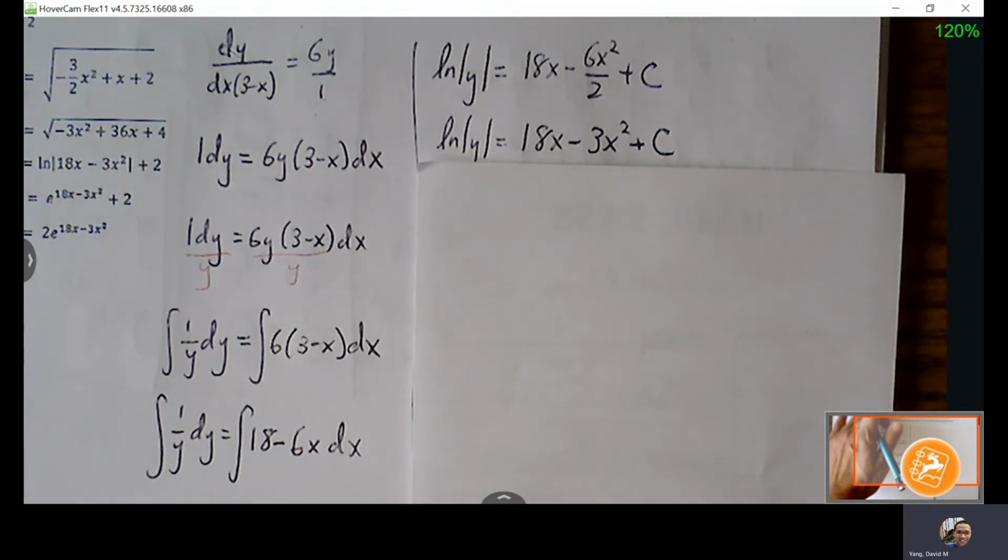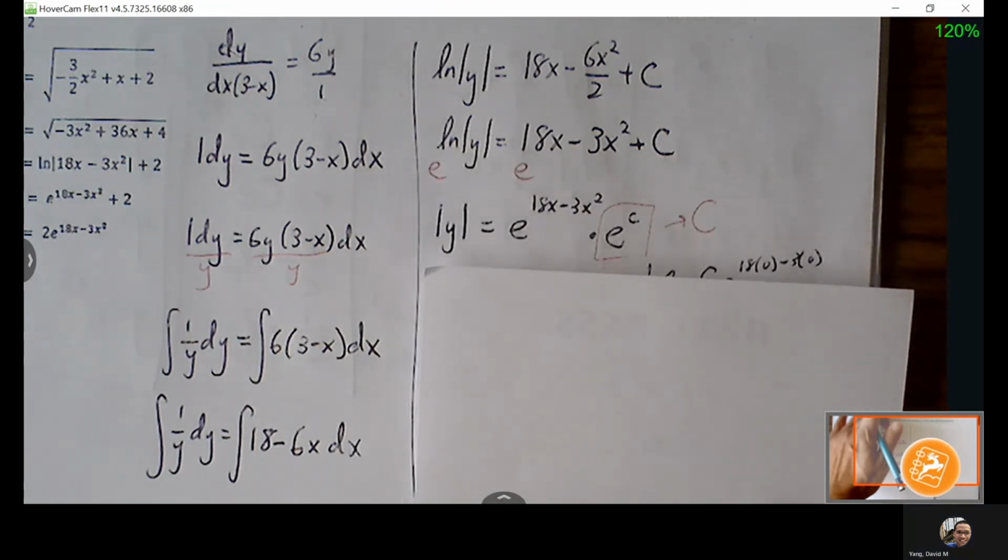Now, you see 3 terms on the right side, but we don't need 3 separate e bases, right? All we need is 2. We just need to separate the c away from the variable, so we don't have to separate the 18x and minus 3x squared. Just separate the constant away from the variable, because we just want to be able to get that times c to show up.